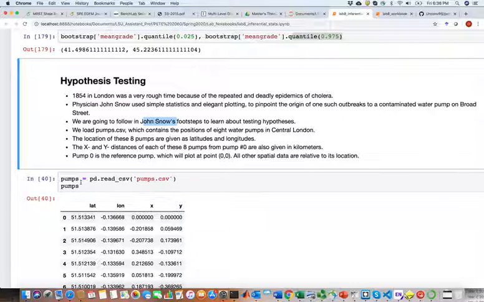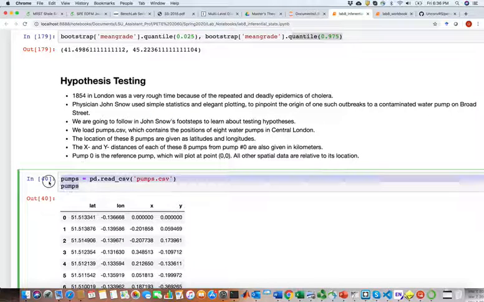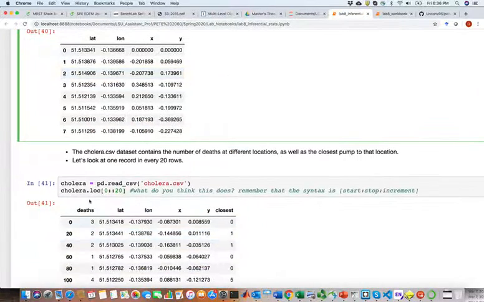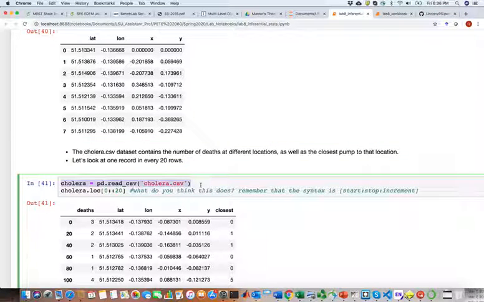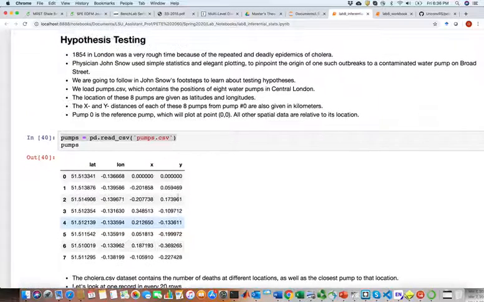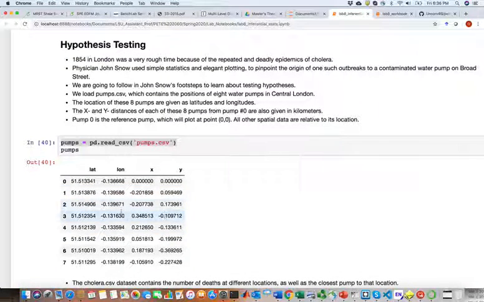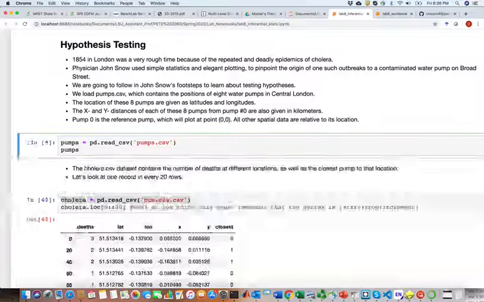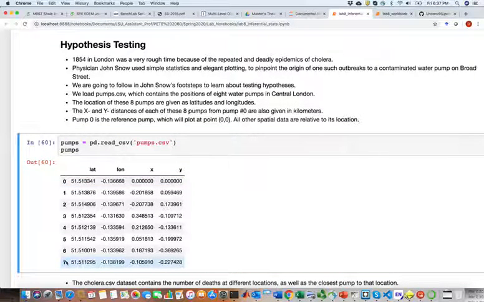The data set we need is already uploaded in GitHub. It's data for the pumps serving the region around central London, and also the number of deaths due to cholera, which are also recorded. So that's in cholera.csv. We're trying to figure out whether a particular pump is responsible for the deaths. The pump data is pretty straightforward. There are 8 pumps serving the entire city. The longitude and latitude location of each of the pumps are provided here.